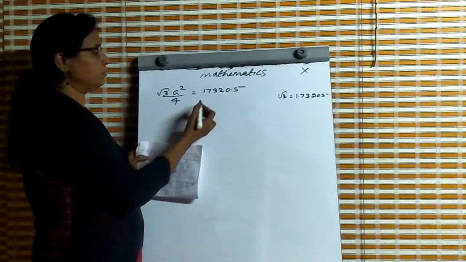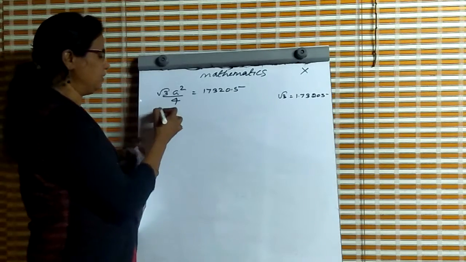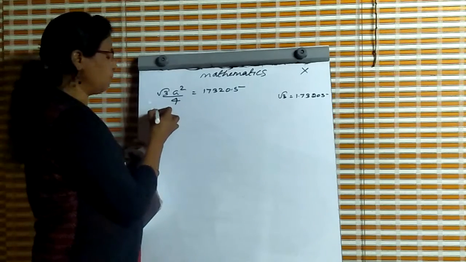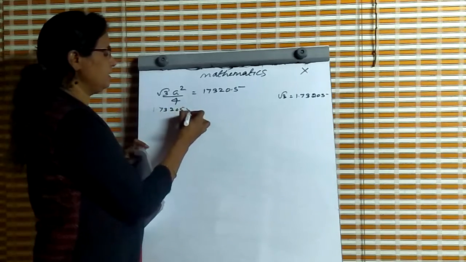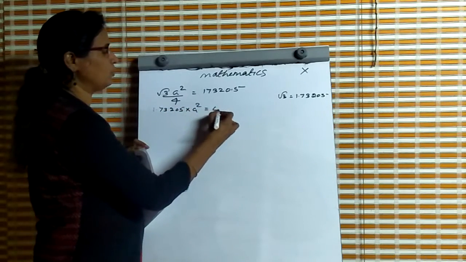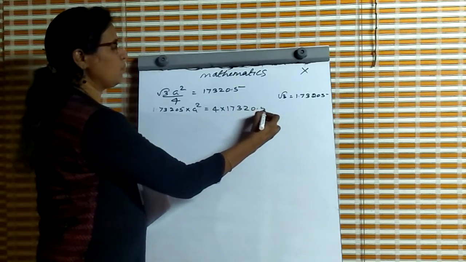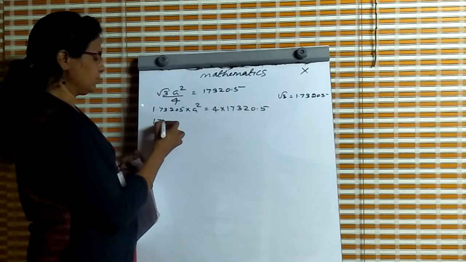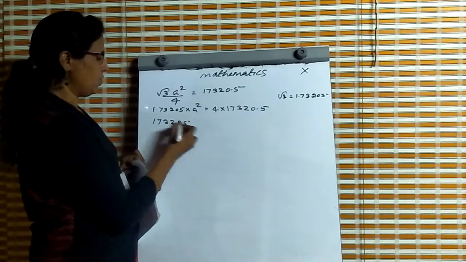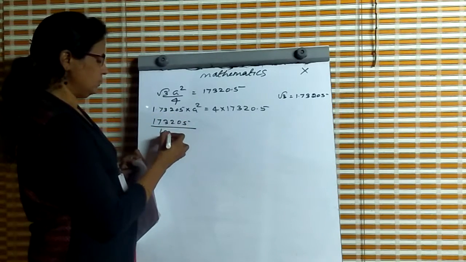Root 3 a square by 4 is given as 17,320.5. The value of root 3 is 1.73205, into a square is equal to 4 into 1732.5. Now we have to remove the fraction decimal point: 173.205, division 1, 2, 3, 4, 5 digits.